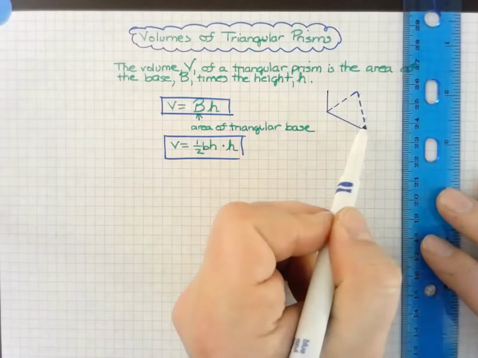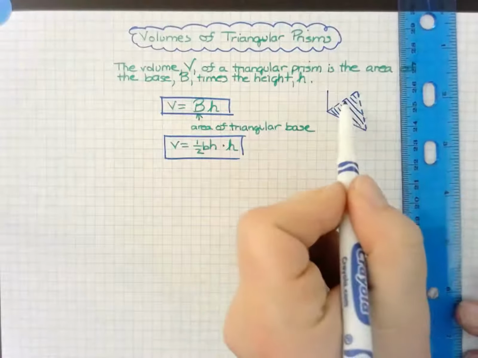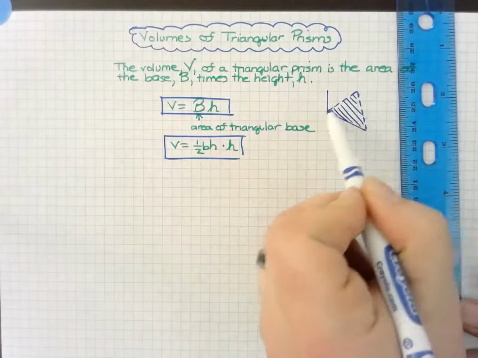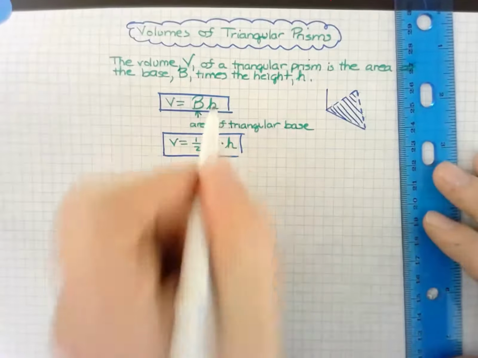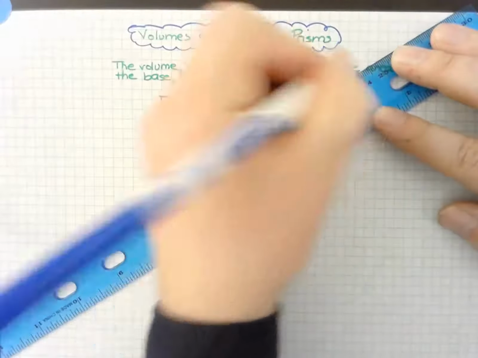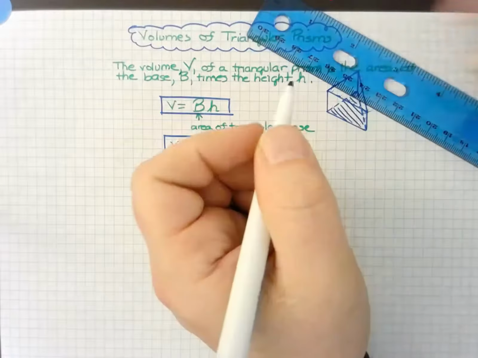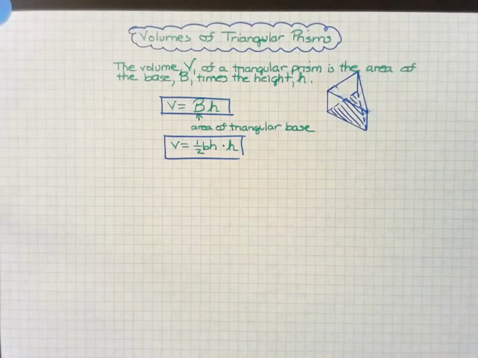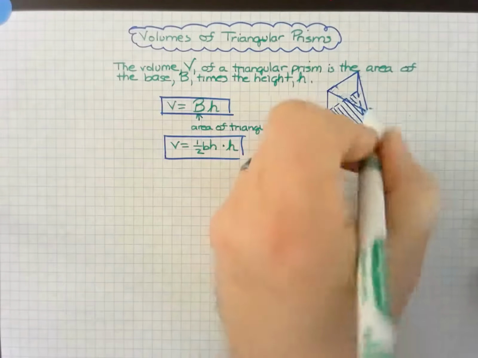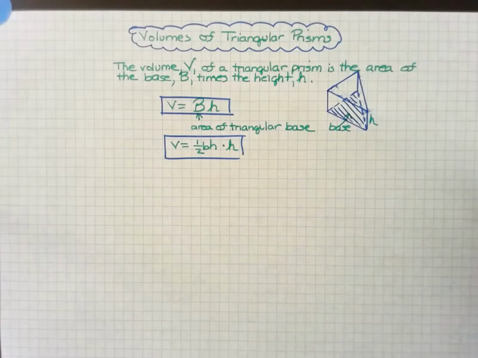So I start drawing the triangular prism, and here's my base, all right? So we call this the base. And so you can find that area by taking the height and the base of that triangle, half of that, right? And then the H is the extrusion of that triangle up. And then that creates our prism. All right. So here's our base. Here's our height. So let's look at an example.